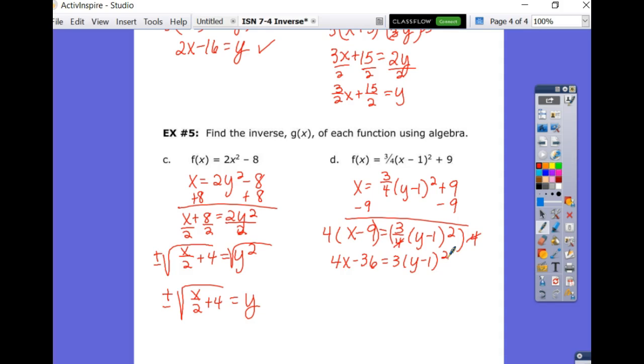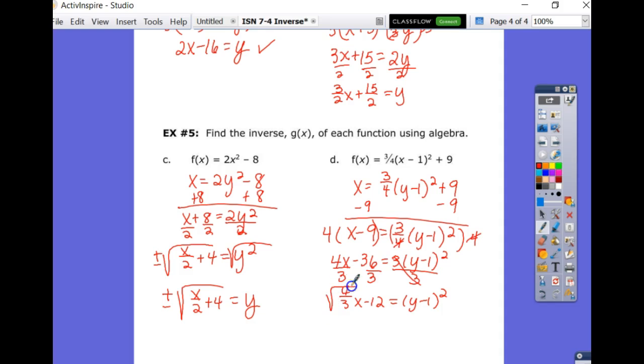So the next thing I'm going to do is divide by 3. But before I do that, I think some of you might have the question, why didn't I distribute this? The parentheses and the exponent, so it's protected, and you can't distribute there. So you have to just get rid of that 3/4. So once I do that, now I'm going to divide by 3. And I have to do the inverse of the squared, which is the square root.